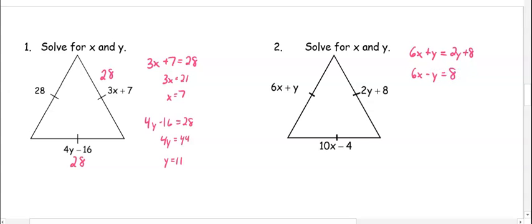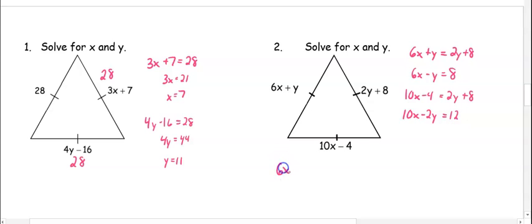Then I can set up a second equation. So I'm going to have 10x minus 4 is equal to 2y plus 8. So I can subtract the 2y over and add 4 to both sides. So I get 10x minus 2y is equal to 12.